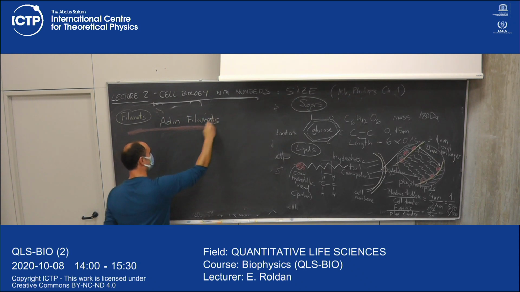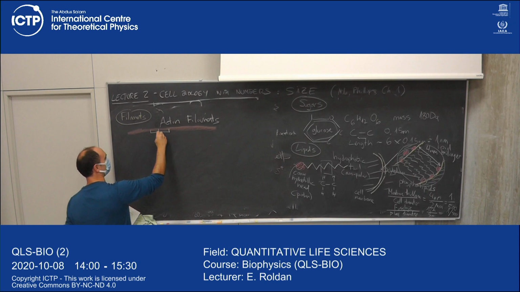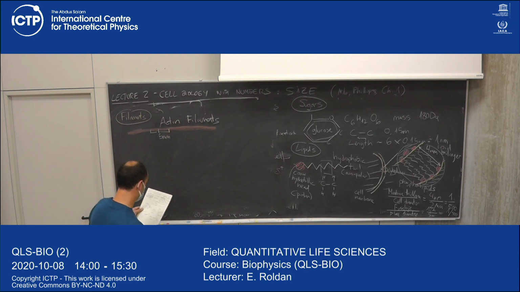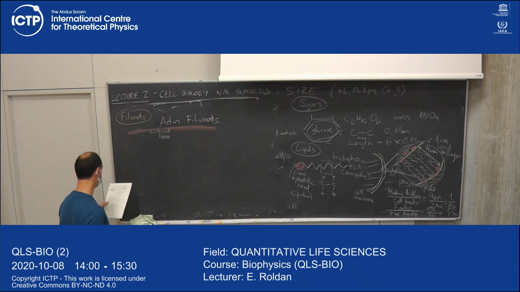Actin filaments. They have monomers, and each monomer is of the size of 5 nanometers. They are quite long, so they can have thousands of monomers.